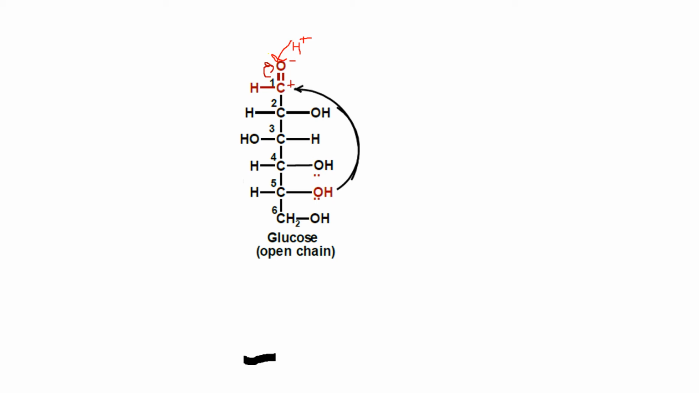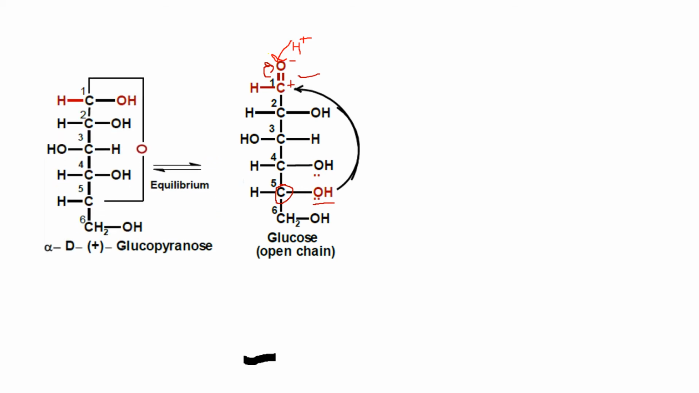So what happens is that the OH group, which is present on the fifth carbon atom, attacks the carbon atom of the aldehydic group, and this forms the cyclic structure of the glucose. Now there are two ways in which this OH group attacks the carbon atom. If the OH group attacks from upwards, then it pushes the OH group downwards and it comes on the right side.